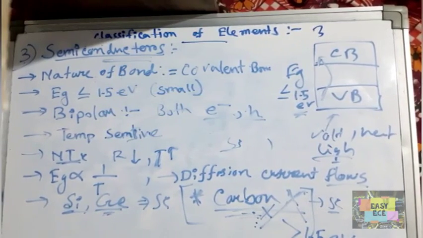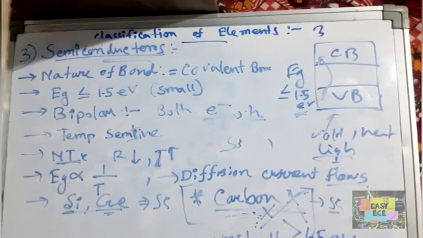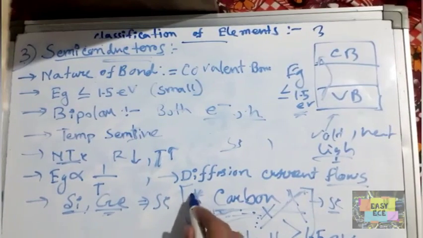Also, the properties of carbon are highly unstable, unreliable and unpredictable. That's why carbon is never considered a semiconductor. This is a very important concept, as sometimes they ask it. So this is the main reason behind this.